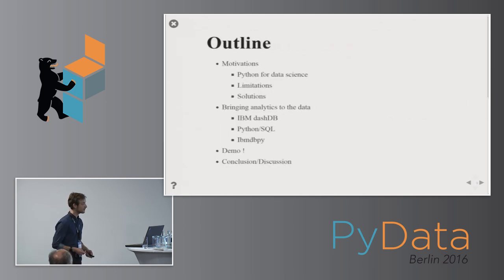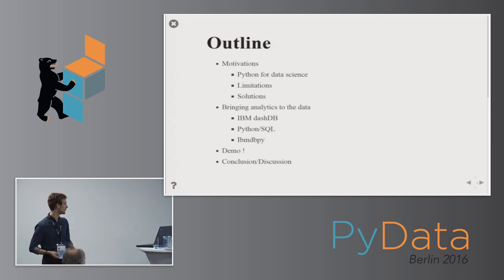So I'd like first to introduce the outline of this talk. We will start with a few motivations. I will briefly refer to the Python ecosystem for data science, but we will also speak about the limitations and the solutions that you can have to cope with those. Then I will describe how we can bring analytics to the data, and I will introduce IBM dashDB, which is a cloud-based database that we have at IBM on IBM BlueMix. Then I will speak about Python and SQL and how we can take advantage of both of them. Then I will speak about IBM DB2, which is the prototype I'm mainly presenting here. It is an open source Python package, and we use it to speed up analytics in IBM dashDB using Python. And then I will do a demo, and hopefully we have some time for questions and discussion about it.